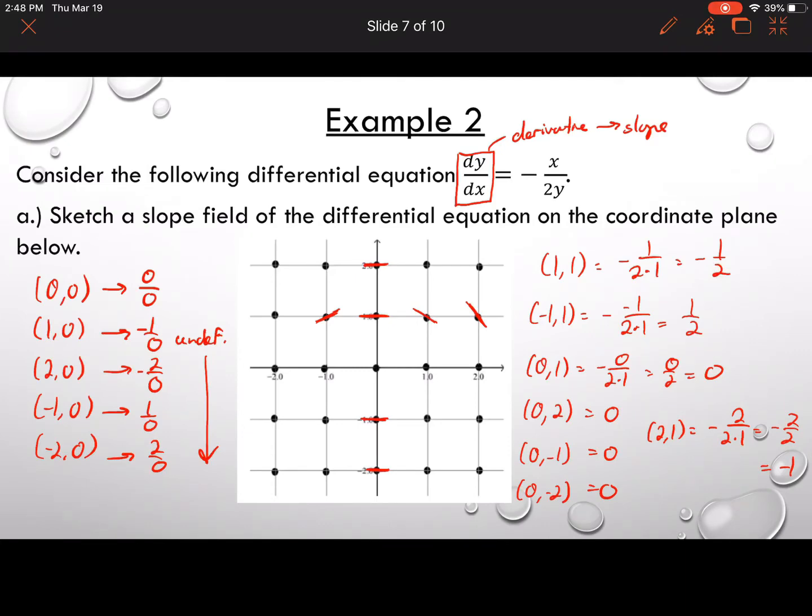Those are the kinds of things they would look for on the AP exam. In other words, they're looking for consistency in terms of, is the slope negative here? It is negative here. Is the slope steeper here than at this point?